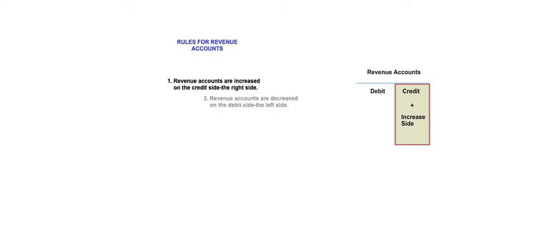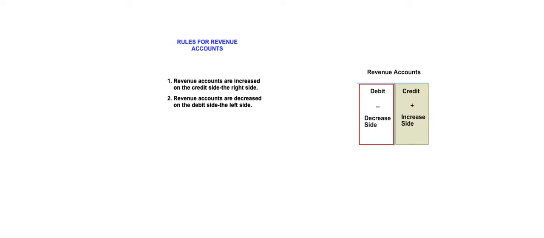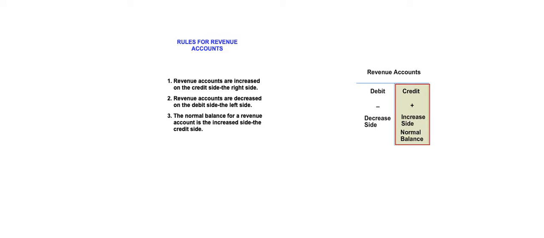The rules of debit and credit for accounts classified as revenue, expense, and withdrawals are related to the rules for owner's capital accounts. Now let's look at the normal balance and the increase and decrease sides of the revenue, expense, and withdrawals accounts. Accounts set up to record business income are classified as revenue accounts. Revenue accounts increase owner's capital. Thus, revenue accounts increase with a credit and decrease with a debit. The normal balance side of the T account for revenue accounts is the increased side, the credit side.